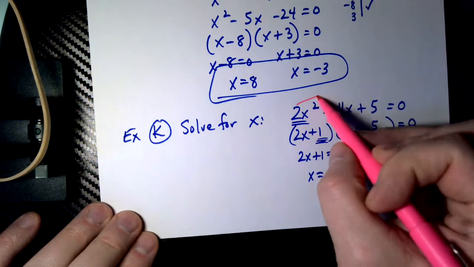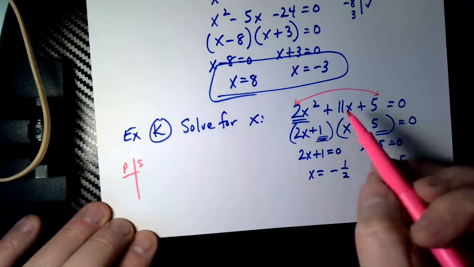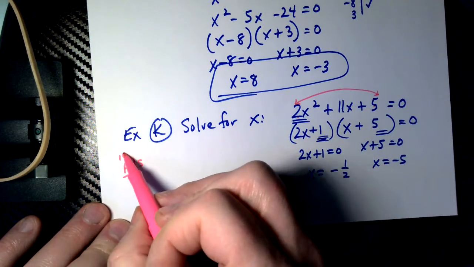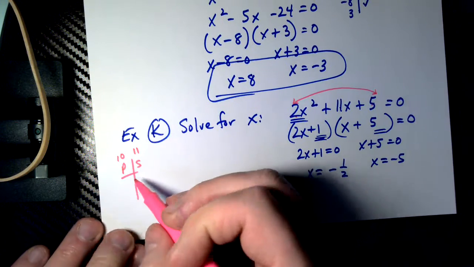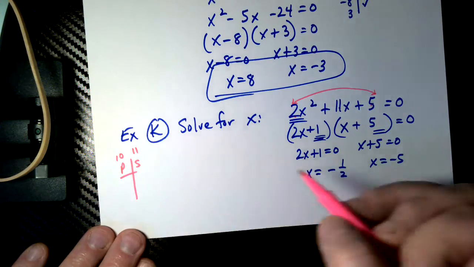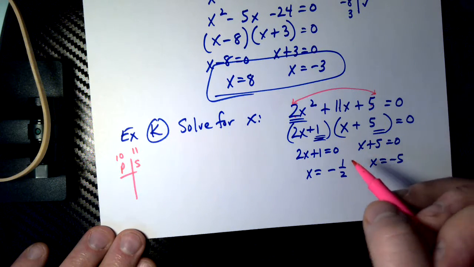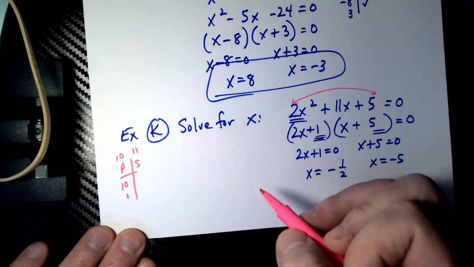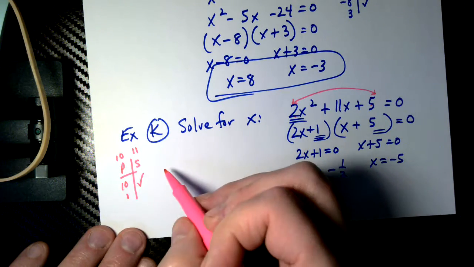But I would take 2 times 5 to do product sum. 2 times 5 is 10. The sum is 11. And so the combination is going to be 10 and 1. 10 times 1 is 10. 10 plus 1 is 11.